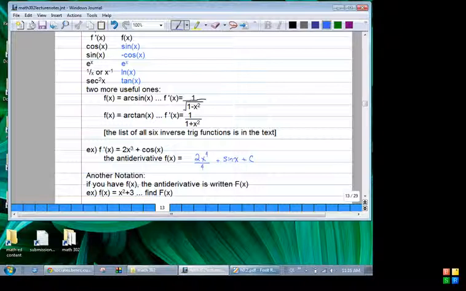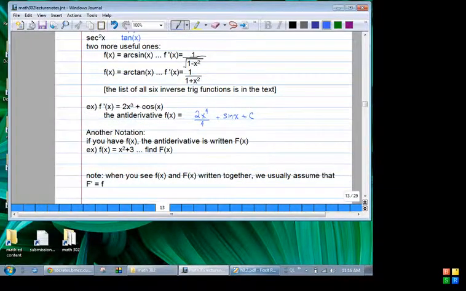So I could ask a question like this. If little f of x is x squared plus 3, find big F. That just means find the antiderivative. Typically when you see little f and big F of x written together, that means we're assuming that big F is the antiderivative, so big F prime is little f. That's basically our definition.